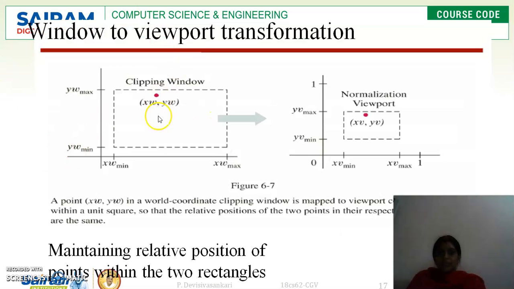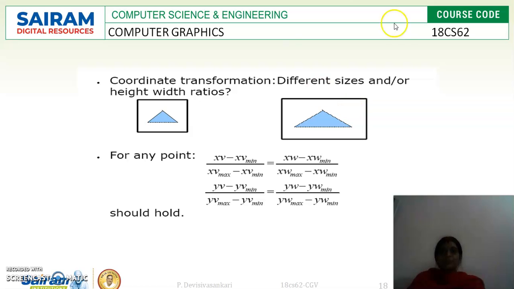See, here this is the clipping window. Inside we have this object. When we change this world coordinate to the window, we are doing the process called normalization, right? Here we have to maintain the aspect ratio, and we have to maintain the relative position of the points within these two rectangles. See here, this point is here. In the same way, in the viewport also, this point should be visible here itself, right? So this is called window to viewport transformation.